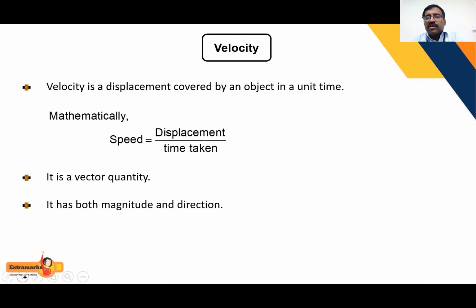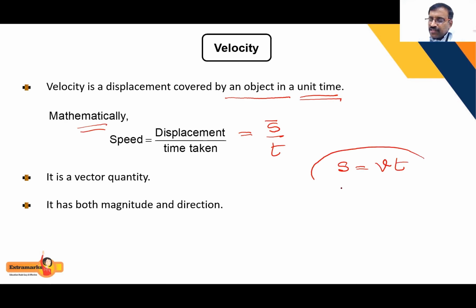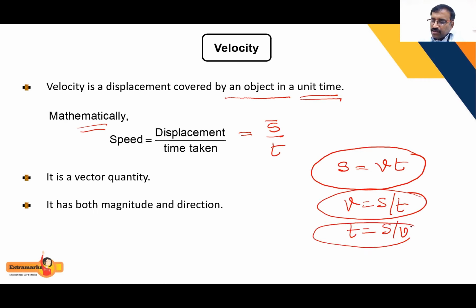Coming to velocity, in the speed case we talk about distance, but now we are considering displacement. Velocity is the displacement covered by an object in unit time. Mathematically, it is displacement by time taken. Displacement means S bar because it's a vector, divided by time taken. So in general, for displacement or distance magnitudes, S is equal to Vt, or V is equal to S by T, or T is equal to S by V. Please remember at least one of these. This is mandatory, as you know. So it's a vector quantity, it has both magnitude and direction.